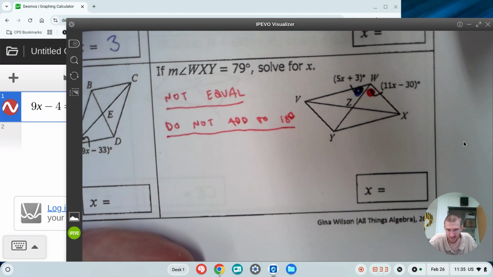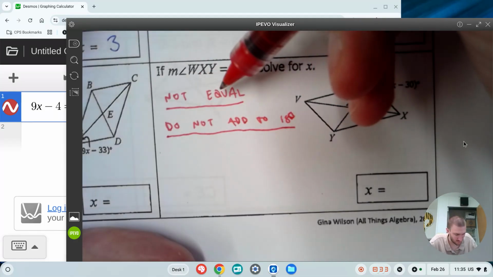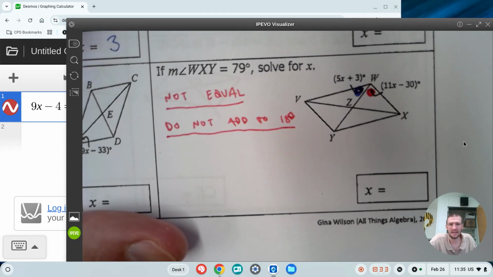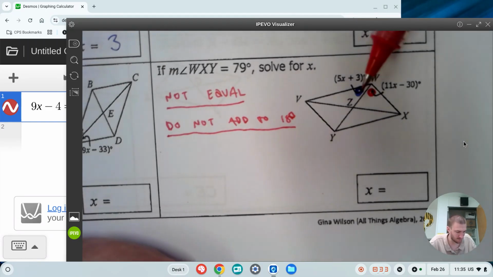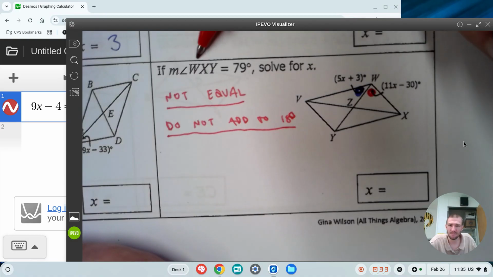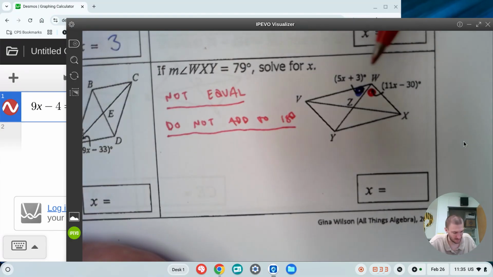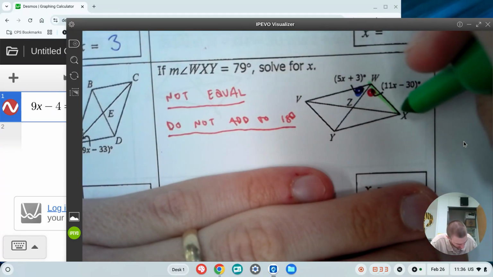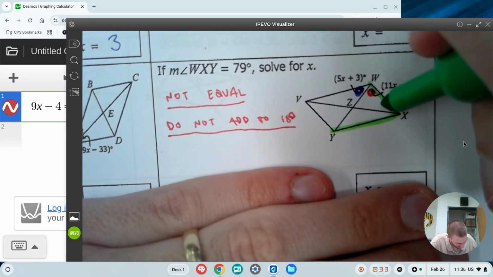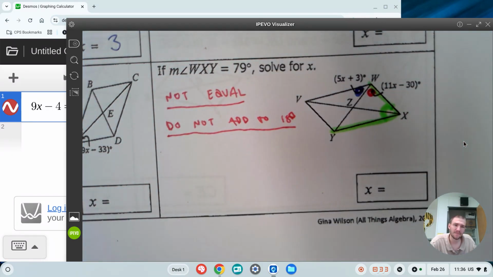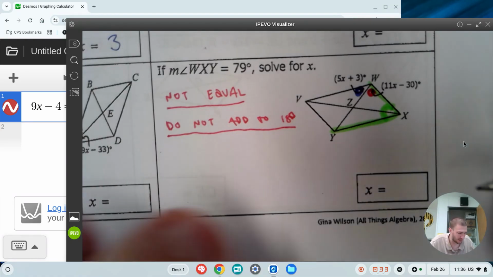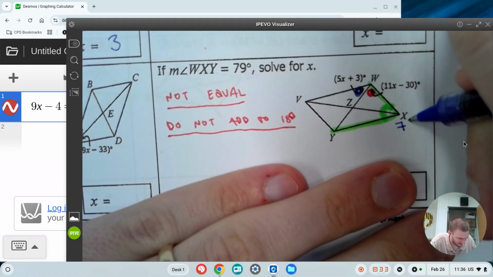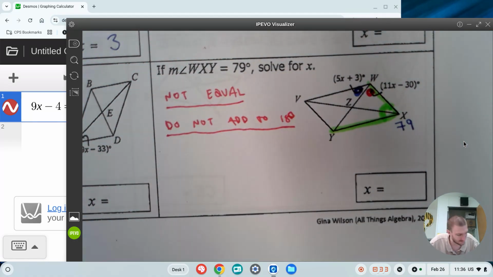Now these are the two tricks that we've used so far. So if they're not equal and they do not add to 180, then are we completely stuck, or what are we supposed to do? They do give us a little bit more information, that WXY is 79. So what is WXY? We're going to need to think about WXY. That's this angle here. And it says that WXY is 79.